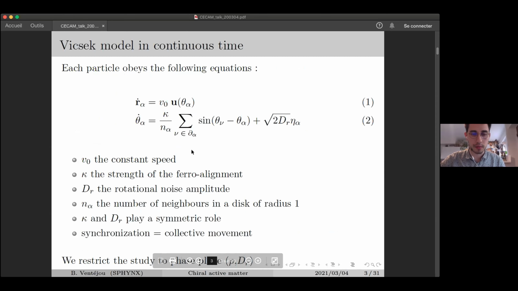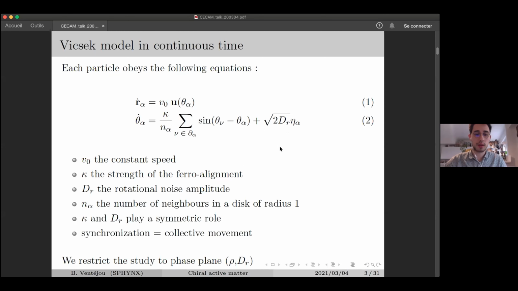Here are the equations for the Vicsek model. The first equation corresponds to the self-propulsion. We can see that all the particles are moving at a constant speed v0. And the second equation is for predicting the polarization angle. We can see that there are two terms. The first term is the rotational noise, with the amplitude dr, and the second term is the alignment term, where you can see that a particle will align with the neighbors in a disk of radius 1, and the strength is given by kappa.